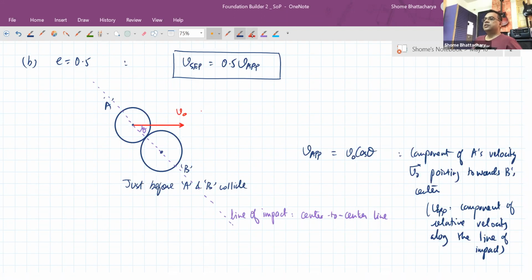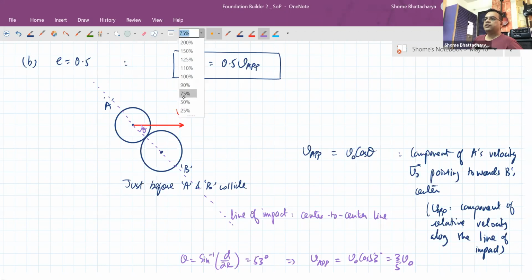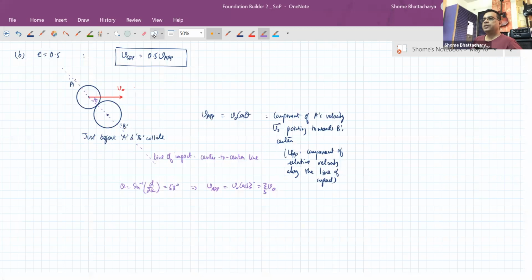So in this particular case, we had seen that theta, being sine inverse of the impact parameter divided by twice the radius, was 53 degrees. So we have approach velocity equal to V naught cos 53, or 3 by 5. Okay. Now next what we'll do is we will consider that line of impact as our x-axis, and we will apply the vector relationship.